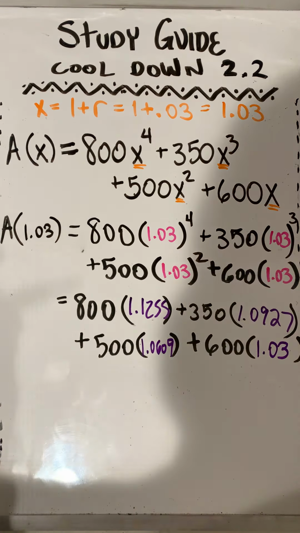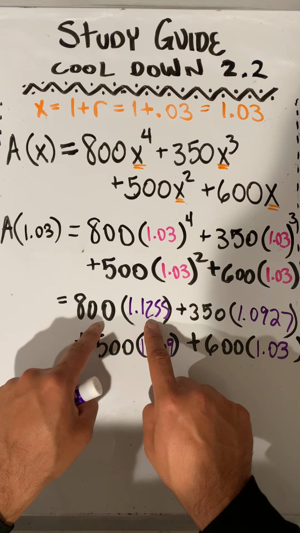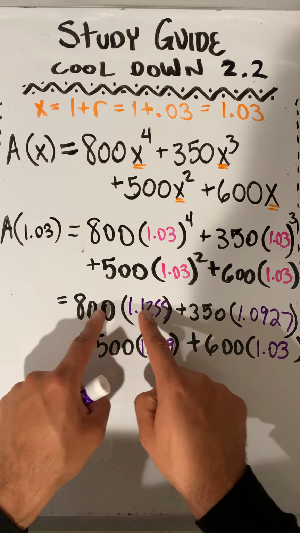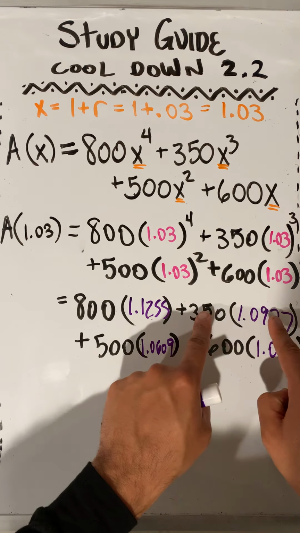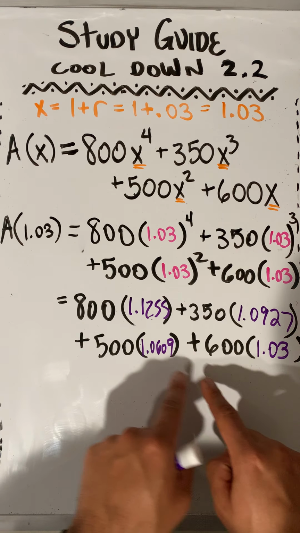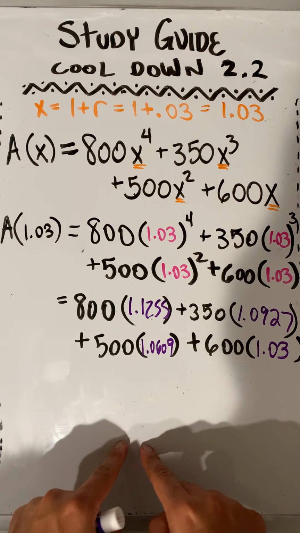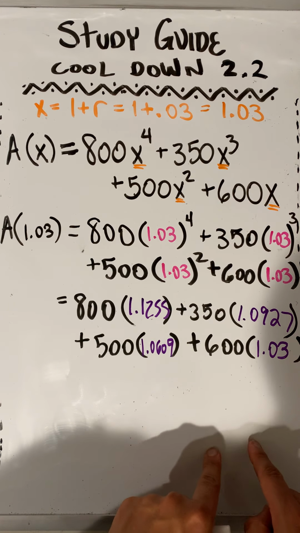Okay, so next you have to calculate each of these four terms separately by multiplying the constant outside of the parentheses to the constant inside of the parentheses next to it. So we're gonna multiply these two values, place it here. We're gonna multiply these two values, place it here. These two, place it down here. These two, place it down here.